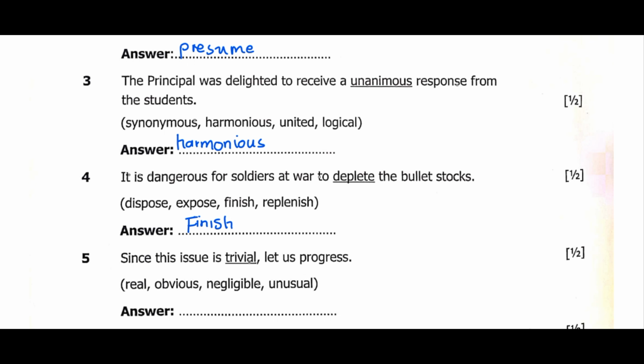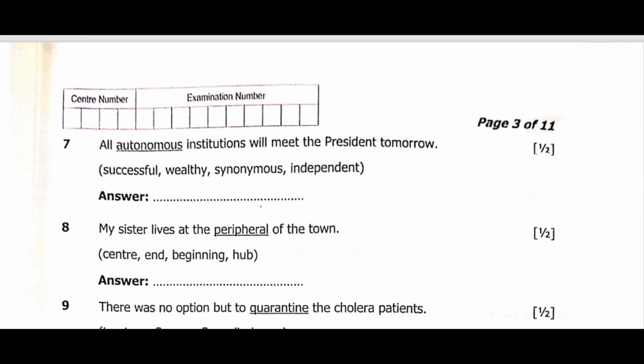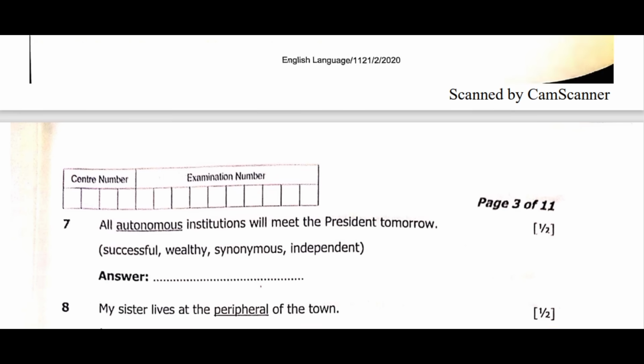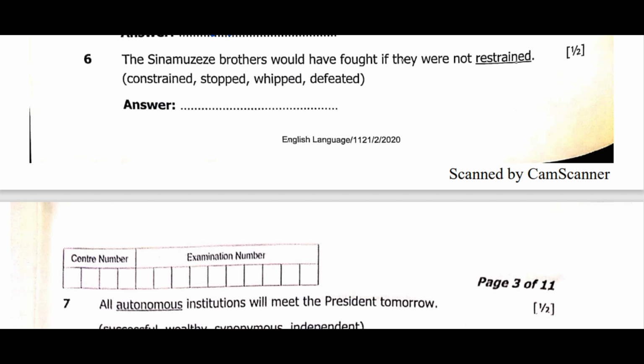Then 5. Since this issue is trivial, let us progress. A trivial is something that is unimportant, something that is considered to be negligible. Okay, now move on to question 6. The Namzeze brothers would have fought if they were not restrained. So restrained here, we are looking at like they are restricted. They were like kept captives, or they were not allowed to do a certain thing. So the best answer here is constrained.